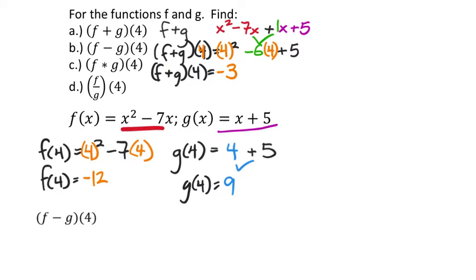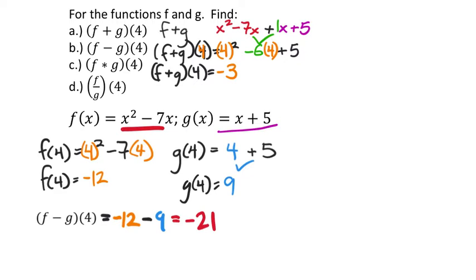f minus g of 4, well, this is just the f of 4, which is negative 12, minus g of 4, which is 9, and negative 12 minus 9, I get negative 21. Right there. So again, in my opinion, this is easier. Some students may say, yeah, Sal, that's not easier for me. And you're welcome to subtract the 2. Just make sure you use parentheses on the g if you do, and then work with it that way. But I like this way better.